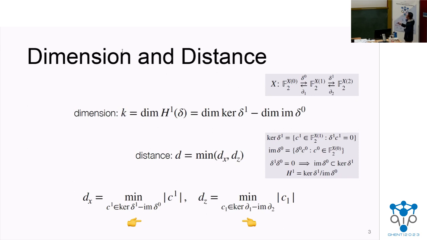For distance, you have a similar notion using kernel and image, which is the minimum of the X distance and the Z distance. You can think of the X distance as a distance that goes in the forward direction. You consider the vectors that are in the kernel but not in the image, and you look at the minimum Hamming weight among them. For the Z distance, it's the same thing, but you go in the other direction.